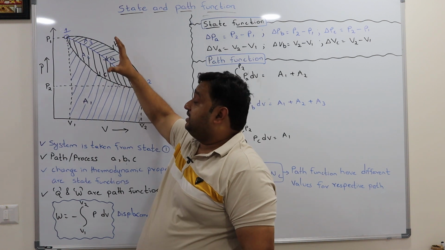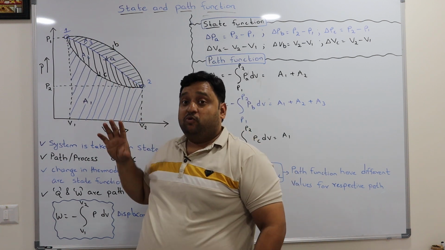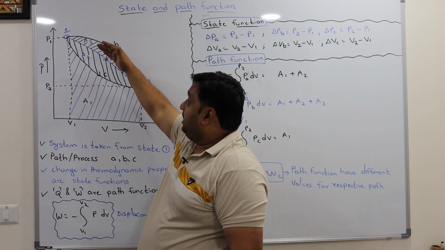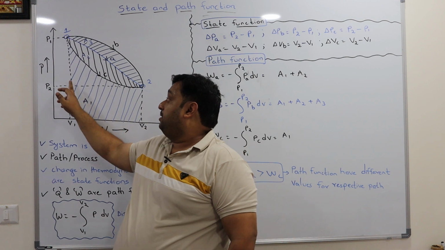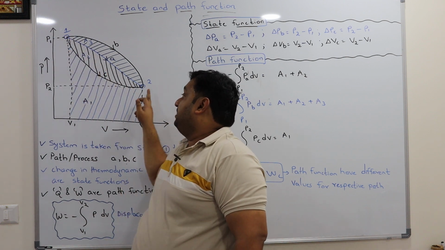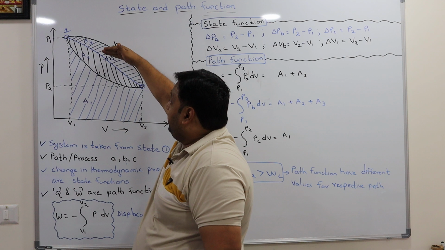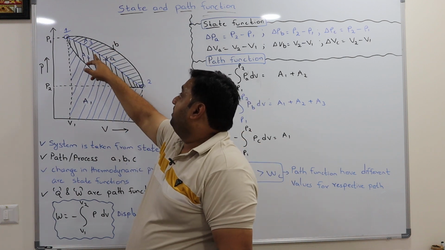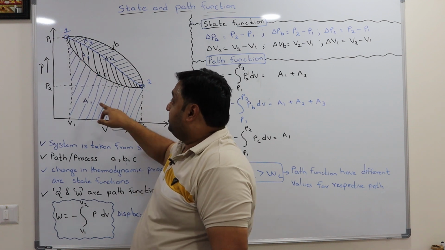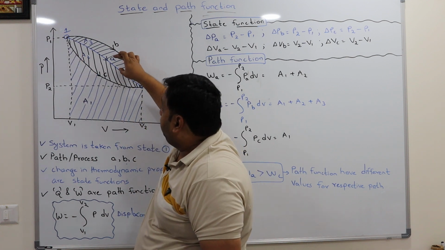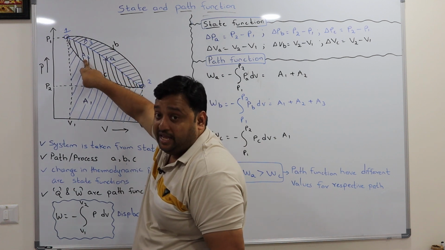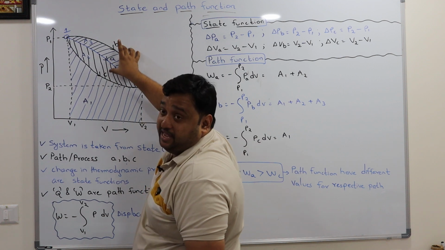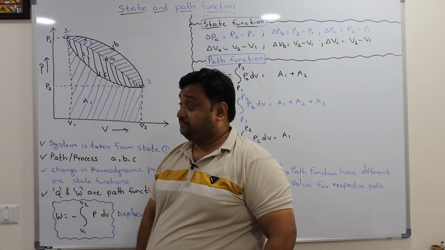Let us designate some areas. As I told you, heat and work are path functions. Path functions mean they depend on the area under the curve. They do not depend on the initial state and final state, but on the area under these curves or processes. The area under the C curve is denoted by A1. The area between the A curve and the C curve is A2, and the area between the A process and the B process is A3.